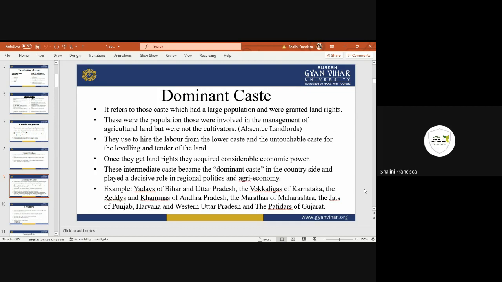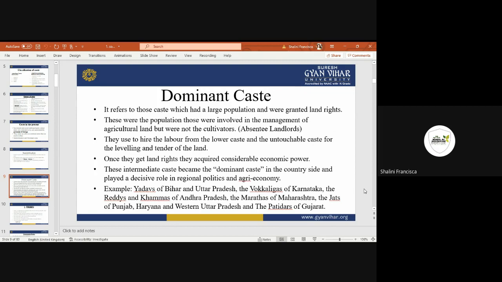They used to hire labor from the lower caste and the untouchable caste for the leveling and tending of the land. Dominant, by the word, means to rule over. Like in Sanskritization we studied, some people adopted rituals from the higher caste to become almost equal to the higher caste. Similarly, some dominant castes also came up.